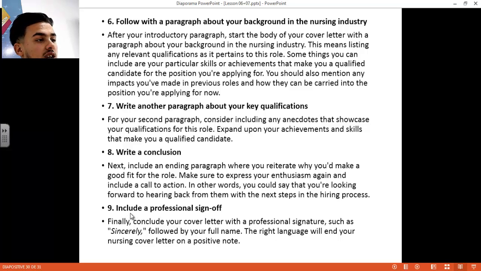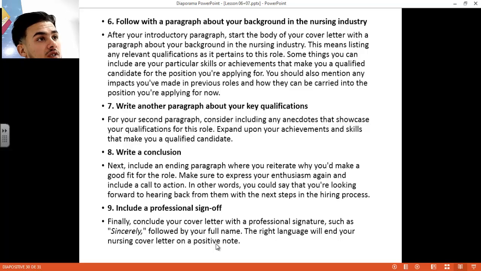9. Finally, include a professional sign-off. Finally, conclude your cover letter with a professional signature, such as sincerely followed by your full name. The right language will end your nursing cover letter on a positive note.